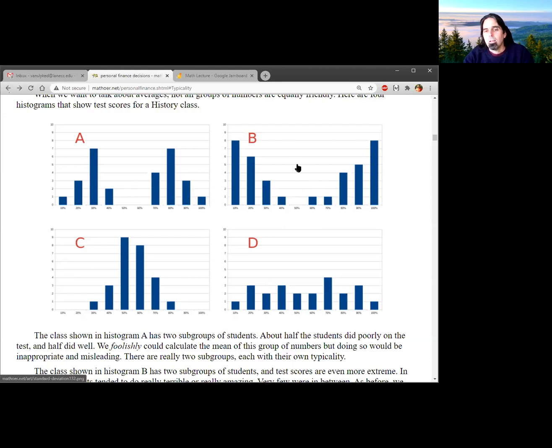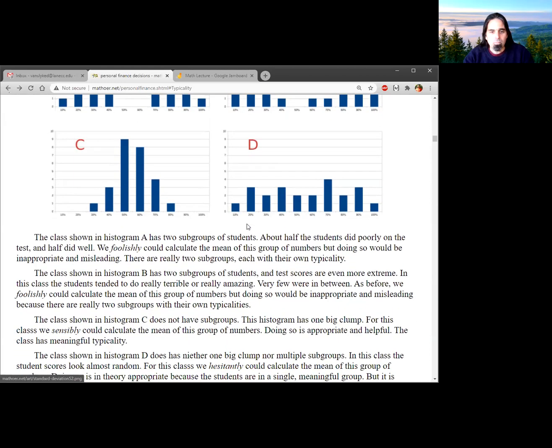Histogram B is even more extreme. Now, not only is the middle empty, but the very edges have the most people in them. Histogram C is a better written test. Most students got somewhere in the middle, a few did very well, and a few did rather badly. If you took the mean of this sample of students, you would get something that actually represents that class.